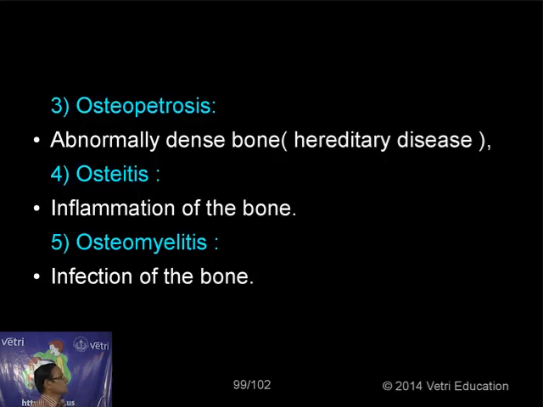Now osteopetrosis. Sometimes what is happening is abnormally dense bones. In the previous one, the density decreases. In some cases the density increases. That is called osteopetrosis. It's a hereditary disease.